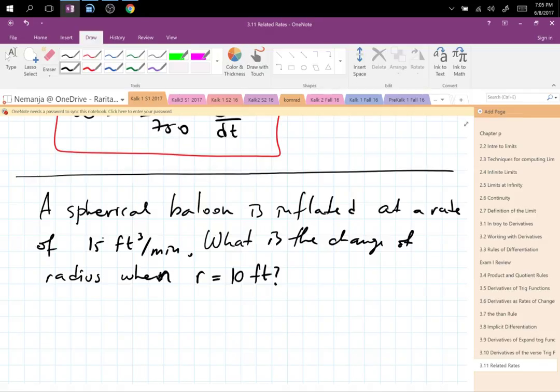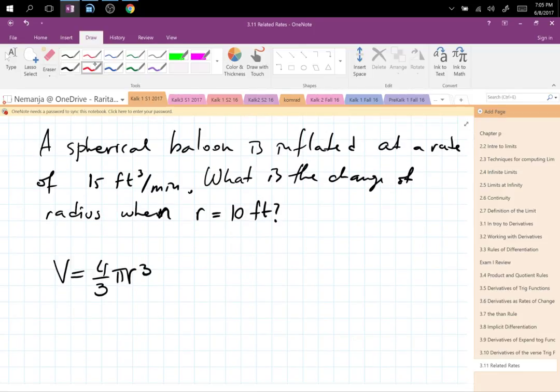So this one is understood as one of the basic problems because it's just a single equation. You just plug everything in and you are done. We start with the volume, 4/3 pi r cubed, which we differentiate with respect to time to find the rates of change.